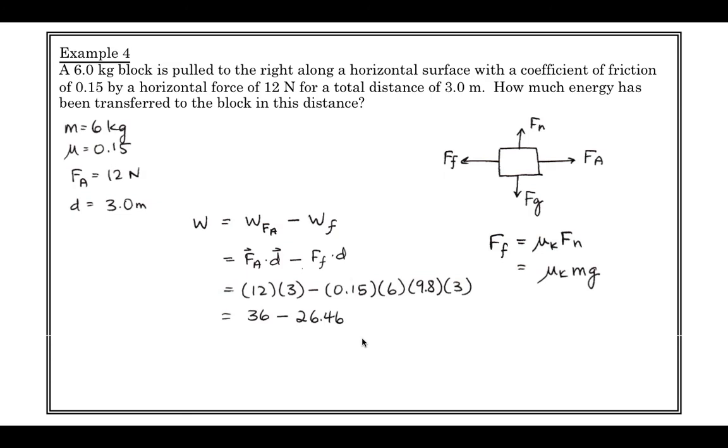And we can put all this together and we get 9.5 joules. And so that's how much energy has been transferred. Now, of course, 36 joules would have been done by the applied force alone if this was a frictionless surface, but that hasn't happened. Friction has removed some of the energy, and so there's not as much in the system.